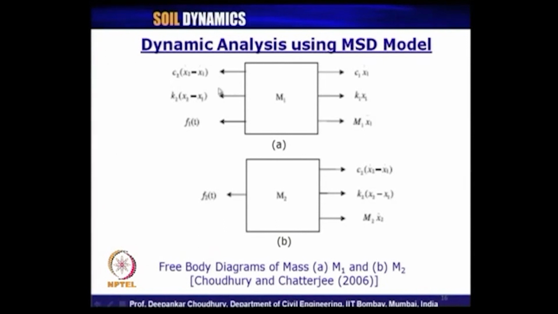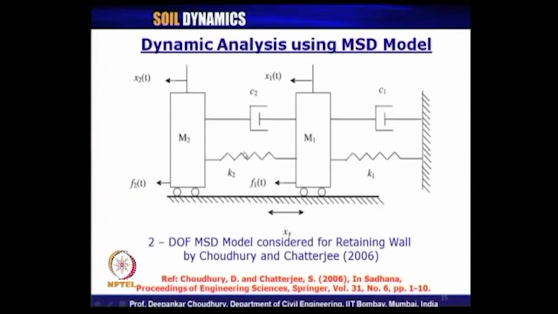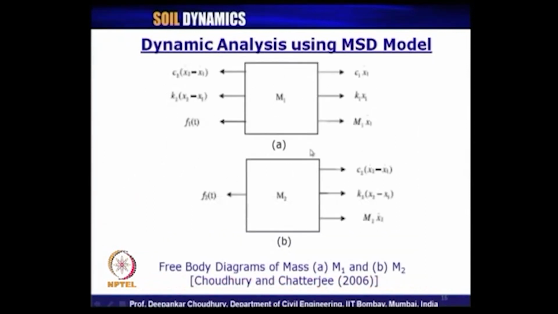These two are the balancing forces between the two materials, and this M2 X2 is nothing but the wall inertia force, right. So, M2 is for wall and M1 is for soil. So, this is for soil and this is for wall, and F2T.